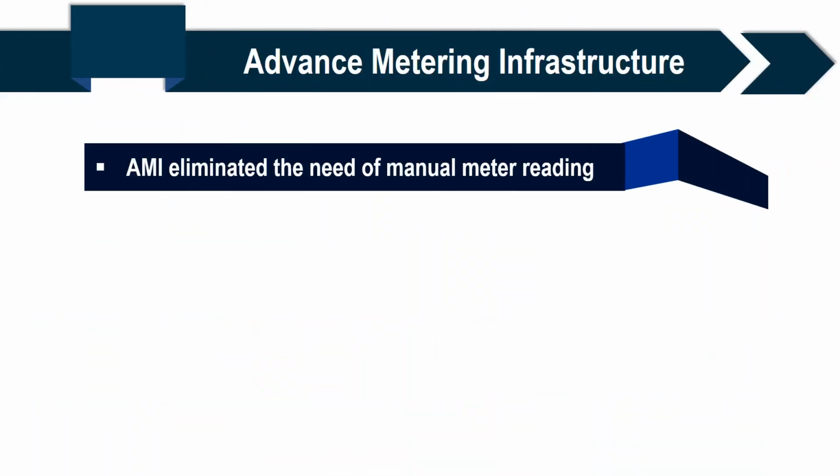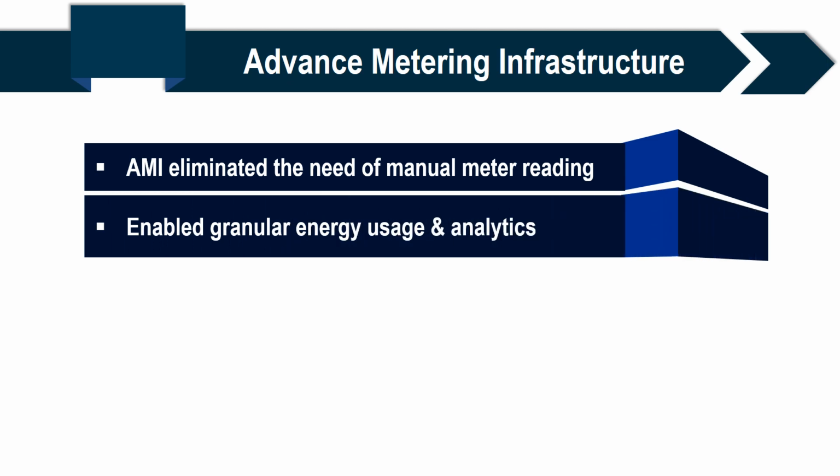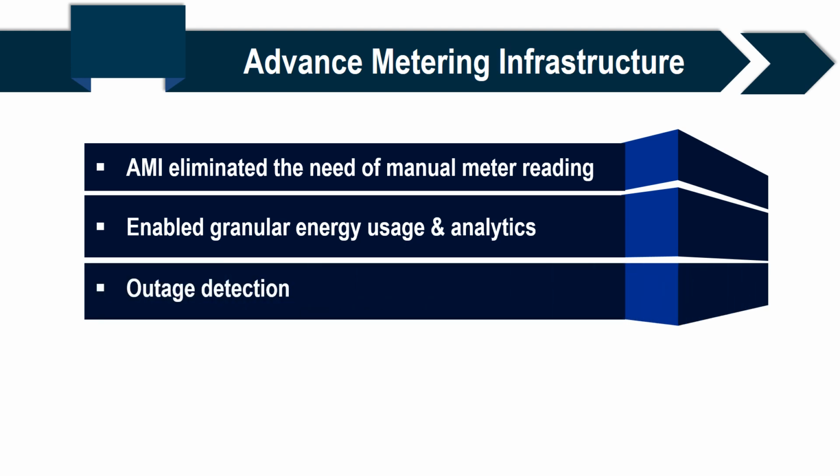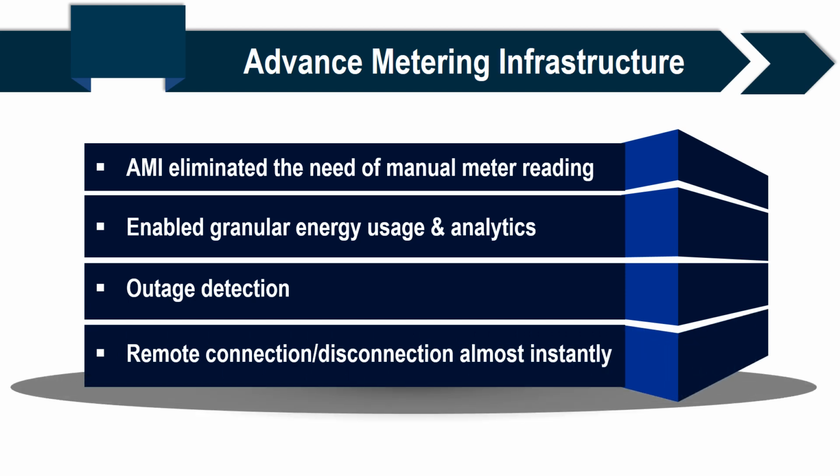Now let's look at the next use case, which is about advanced metering infrastructure. Advanced metering infrastructure allows utilities to eliminate the need for manual meter reading. Now with this two-way communication, utilities can get the meter data in their data center directly. It enables granular usage-based analytics. AMI also helps utilities in detecting outages. They can ping a specific meter to figure out whether that meter is in use, whether the customer is consuming energy or not. And then one of the very important use cases is around remotely connecting and disconnecting meters.